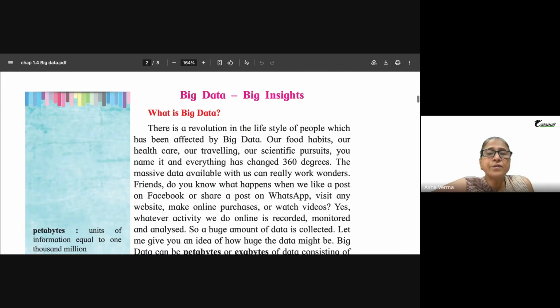Let's move on to data. Big data, big insights. So this is a little technical. Children who are computer students will be able to understand this a little better. Okay.